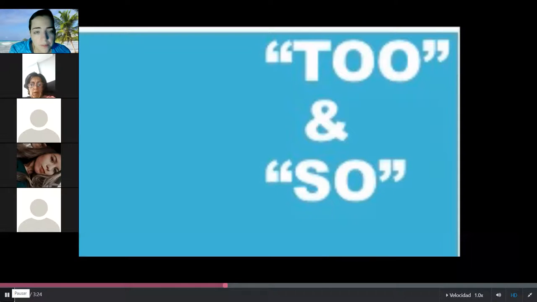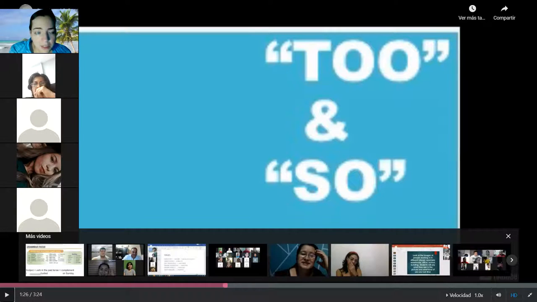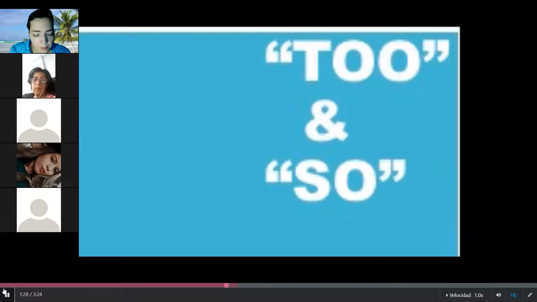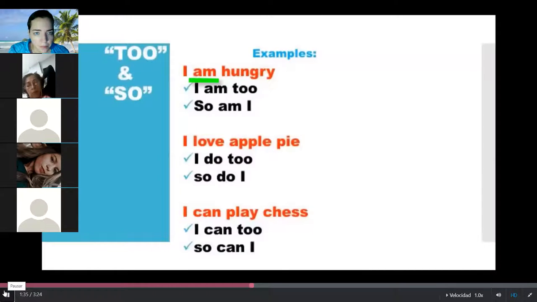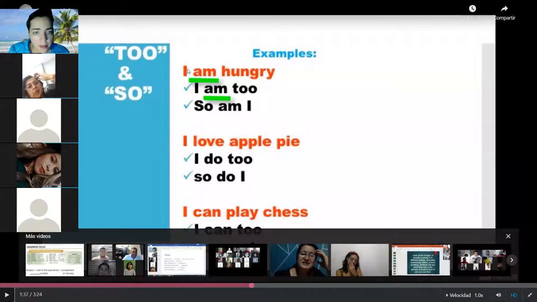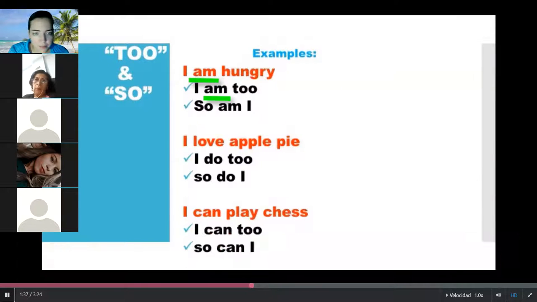Let's continue. Agree with something or someone. ¿Qué significa agree? Okay. Estar de acuerdo. Notice we use the auxiliary verb of the statement being said to us. For example, I am hungry. I am too. Remember about that? I am. Okay. I am too, and too comes at the end. Now, or so am I. Yes, both are affirmative. But so comes at the beginning. You are not going to say, am I so? No, you are not going to say, am too I or too I am. Mm-mm. Too comes at the end. Then el final. Too. So am I.